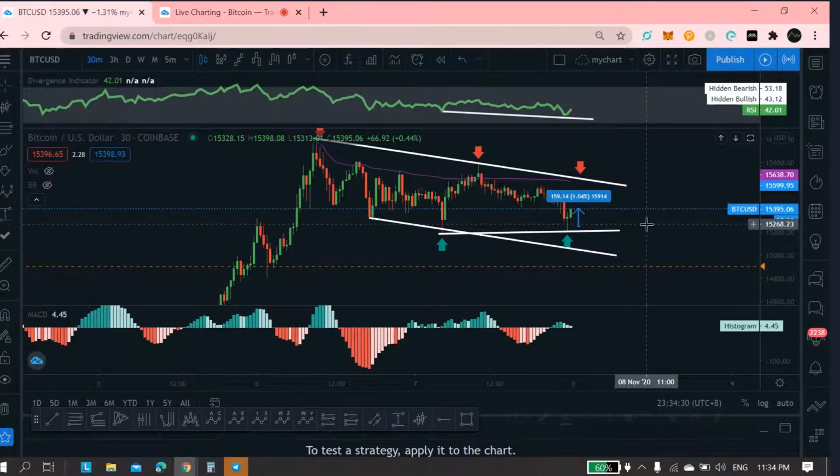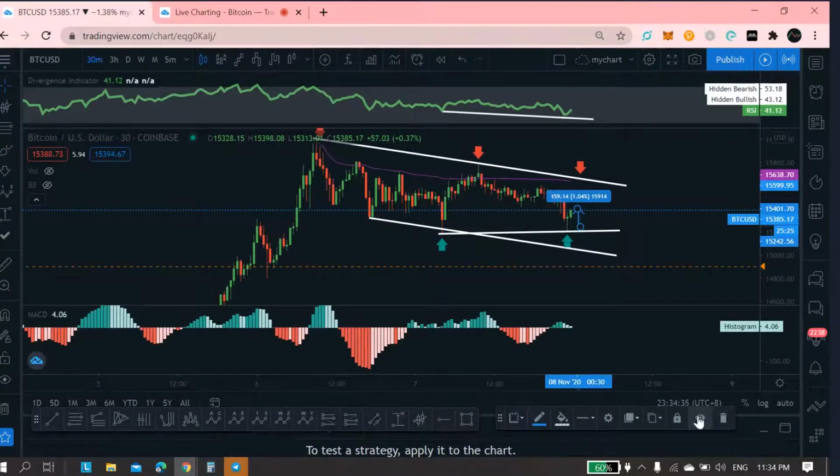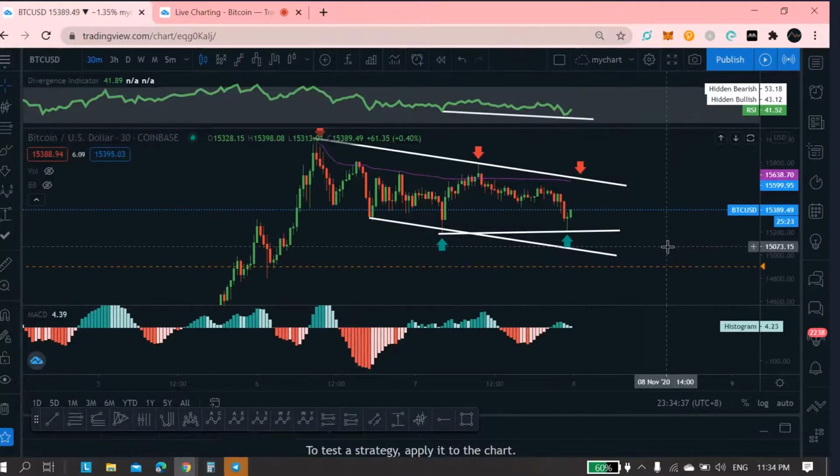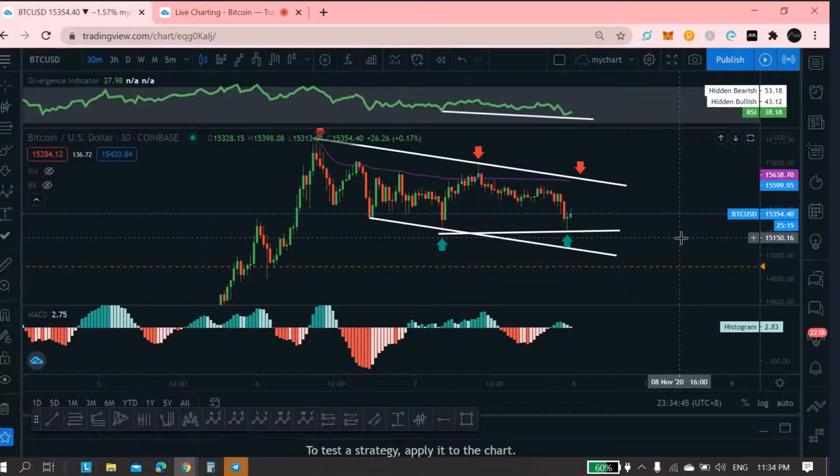So now already at 100% net TP. I think that's already good. 100% TP. Wow, I failed. I did not trade it. Anyway, maybe next time.